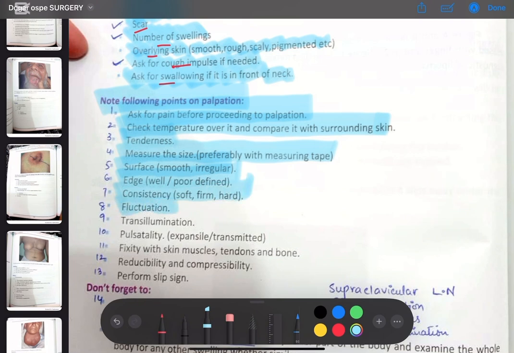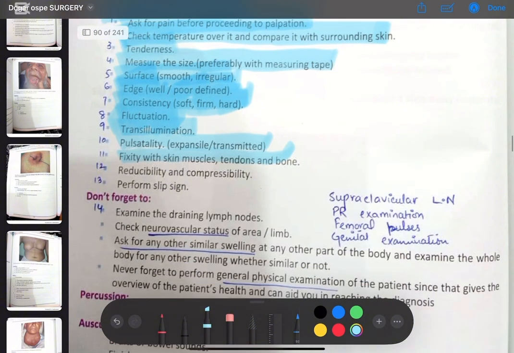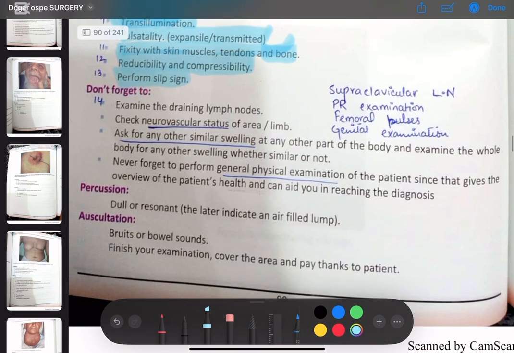Then fluctuation, then transillumination. Then pulsatility, which is expansile or transmitted. Then fixity with the skin, muscles, tendons and bones, and reducibility and compressibility, and perform the slip sign. So all these steps you have to do in the palpation.